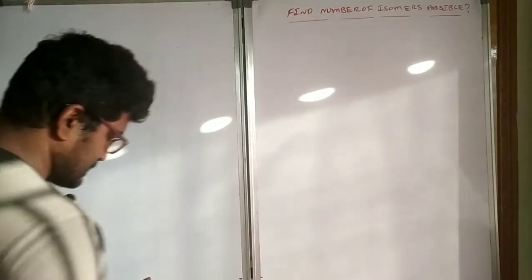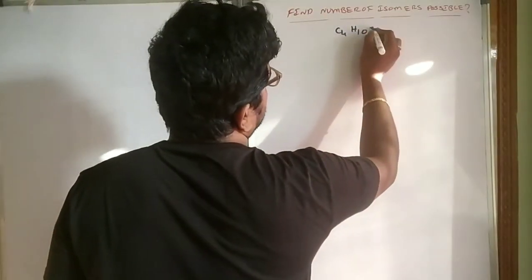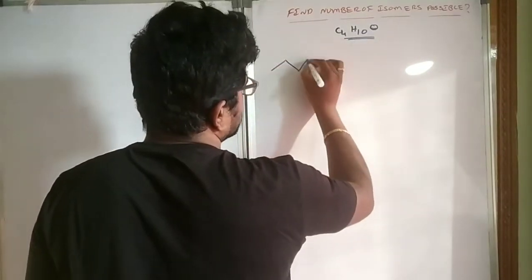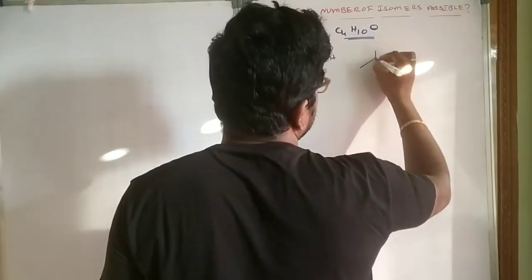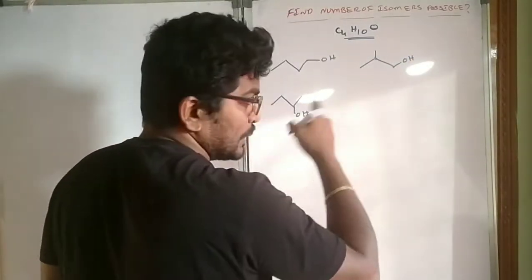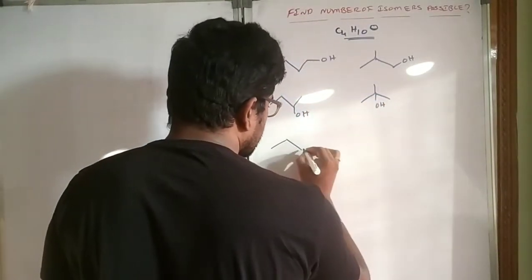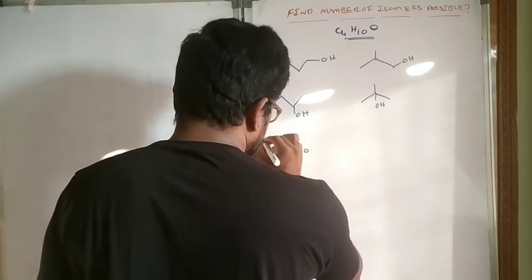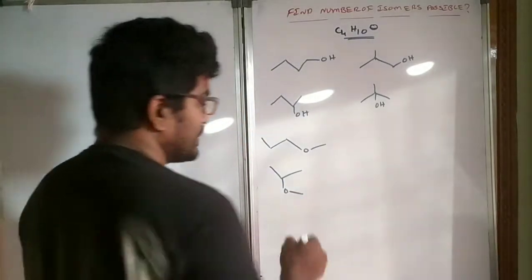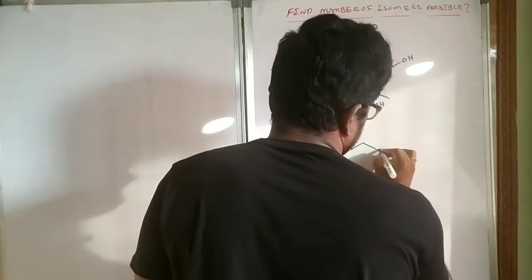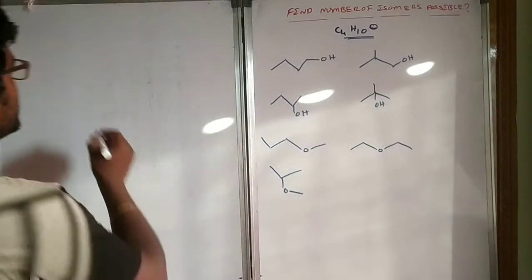So see, now we have written C4H10O. The possible isomers we have written: 1-butanol is present, 2-butanol is present, 1-propanol, 2-methyl-1-propanol is there, 2-methyl-2-propanol is present, methoxypropane is present, 2-methoxypropane is present, ethoxyethane is present.